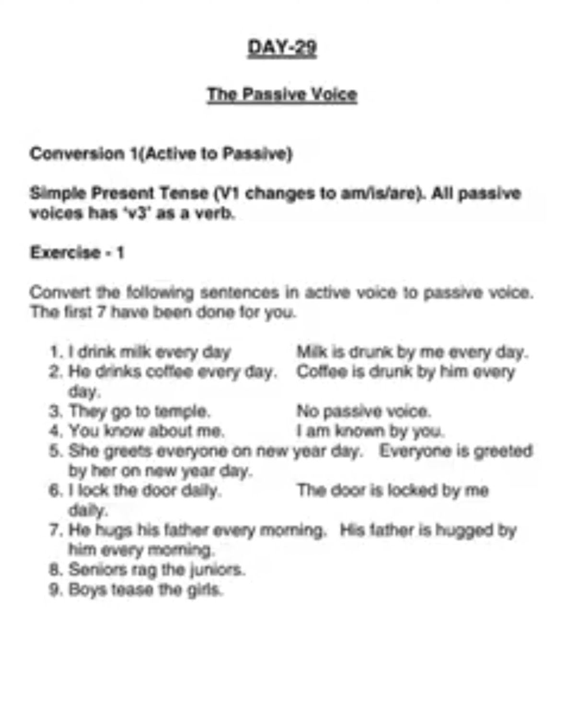You can know by the sentence whether it has a passive voice or doesn't have a passive voice. Fourth one, you know about me. I'm known by you. Fifth one, she greets everyone on New Year Day. Now, everyone is the object. That becomes a subject. Everyone is put first. Then, simple present tense, I told you, V1 becomes am, is, are. So everyone is greeted by her on New Year Day. I lock the door daily. The door is locked by me daily.